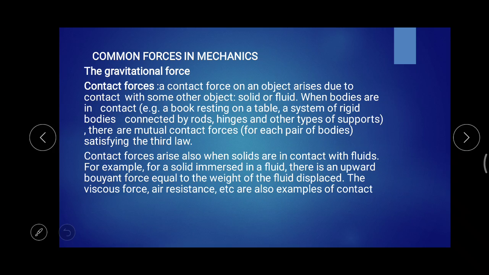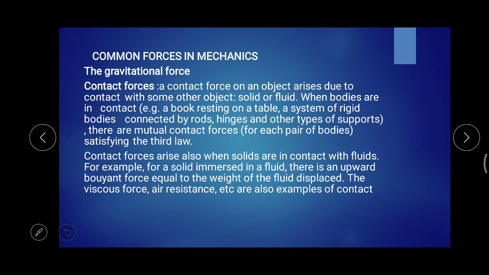Due to gravity, there will be a force acting on the table by the book, and as well there will be a force due to the table on the book, that is the normal force. Both of those forces are in the category of contact forces.